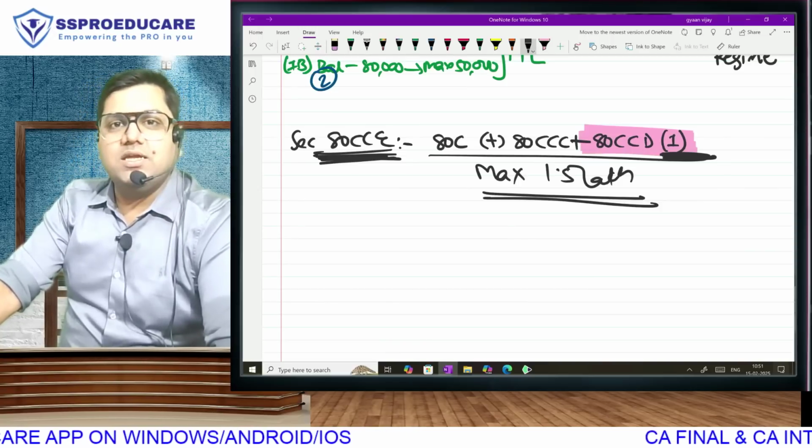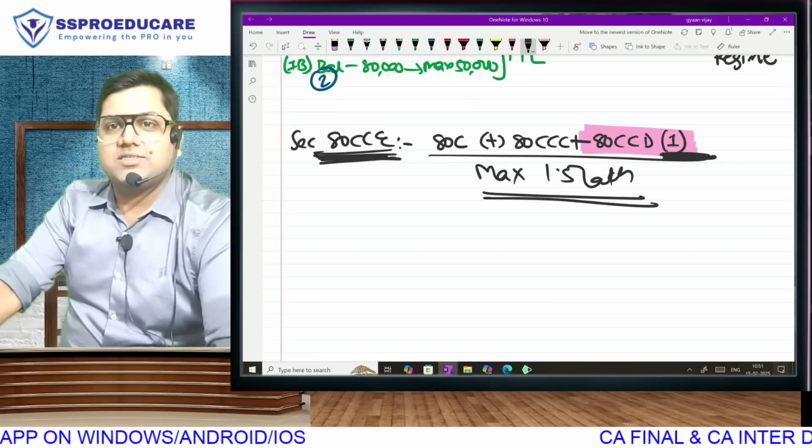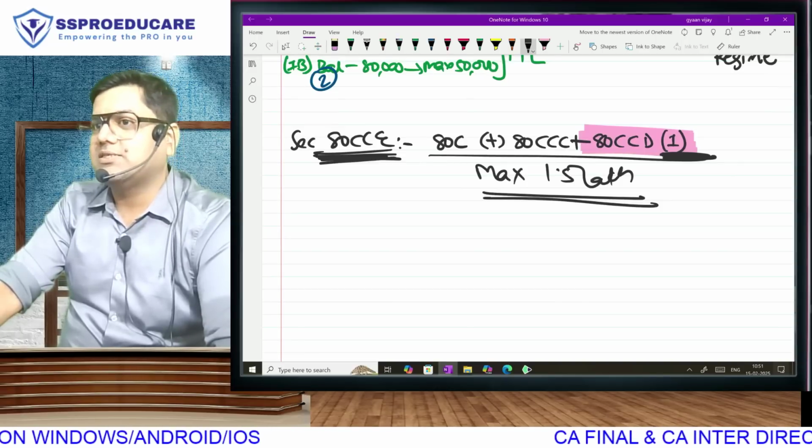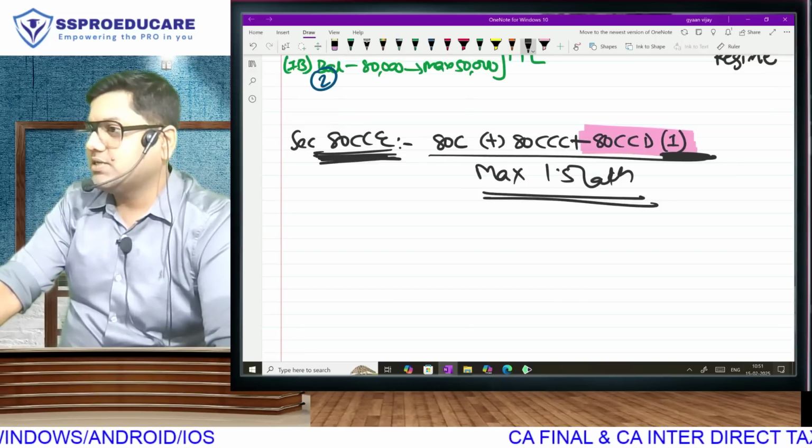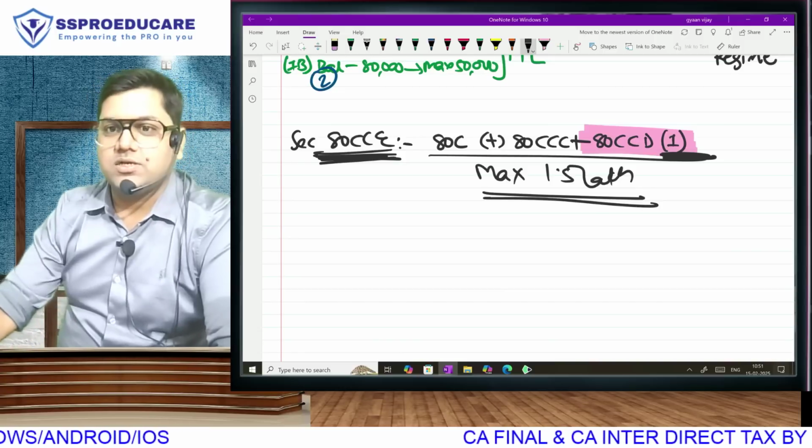Okay. 80C plus 80CCC plus 80CCD subsection 1 shall be maximum 1.5 lakh. Everyone is clear? No doubt, no confusion.